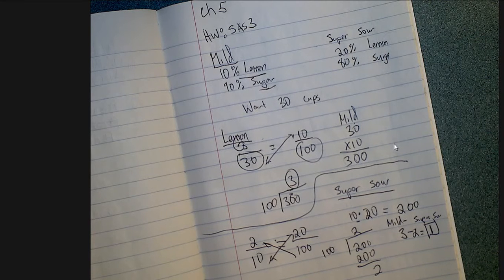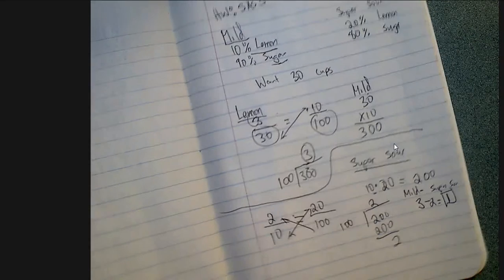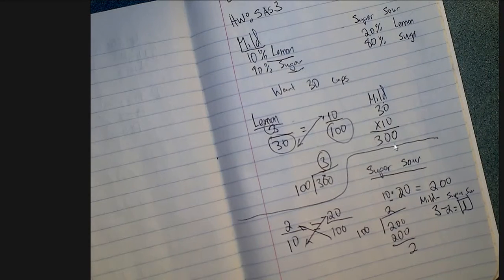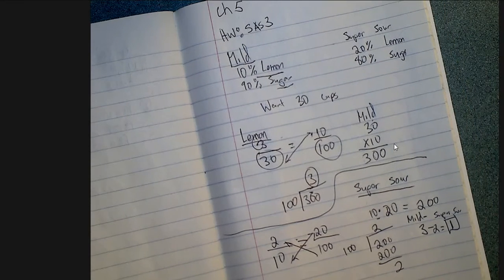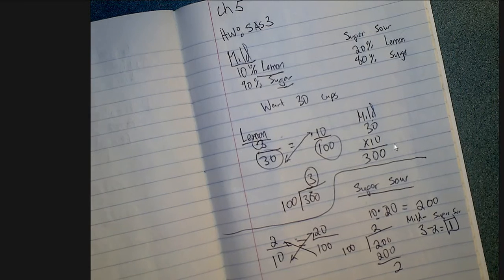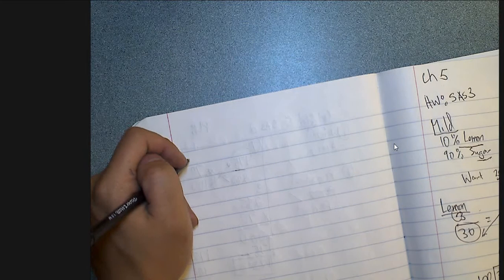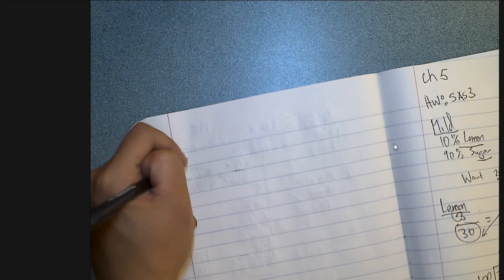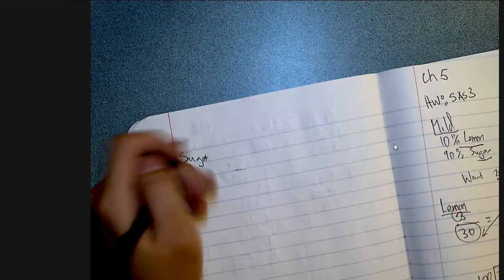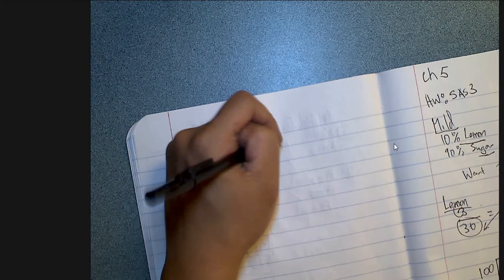Next up, you guys would pause it right here if you need to copy this down. You can turn the page if you don't have enough room. I'm going to use this page right here. We found the lemon, we need to find sugar. And we're going to find the sugar of the mild.